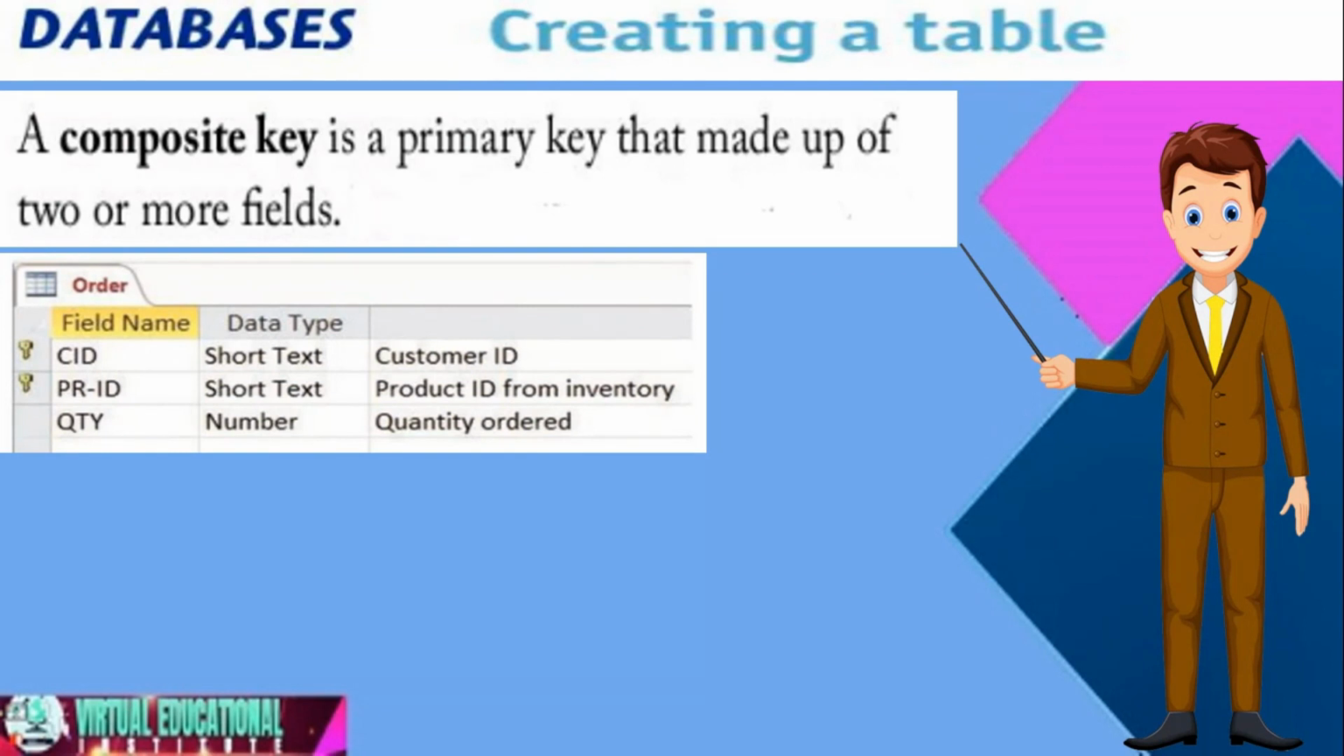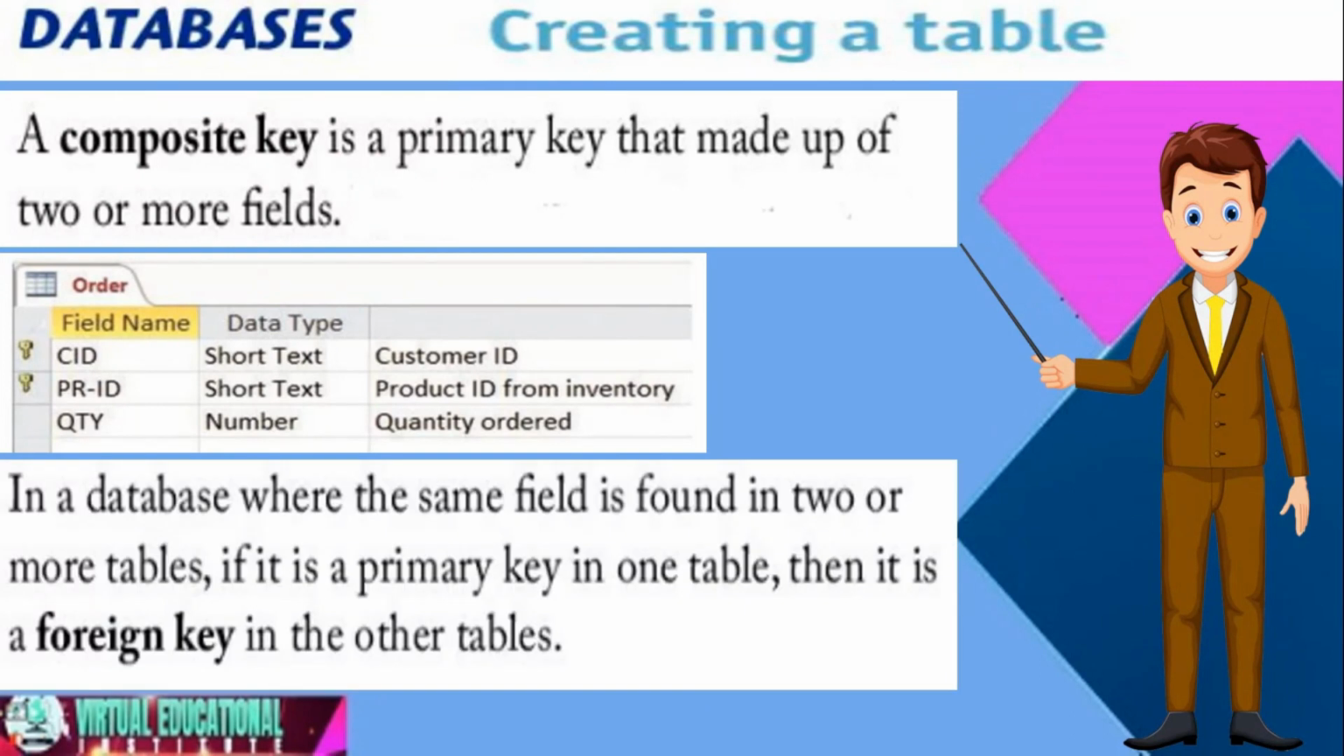Here, you're seeing two keys. We have your CID key and you have your PRID key. In this case, we say these keys are composite keys. Let's examine this some more. In a database where the same field is found in two or more tables, if it is a primary key in one table, then it is a foreign key in another table. Let's explain it some more.